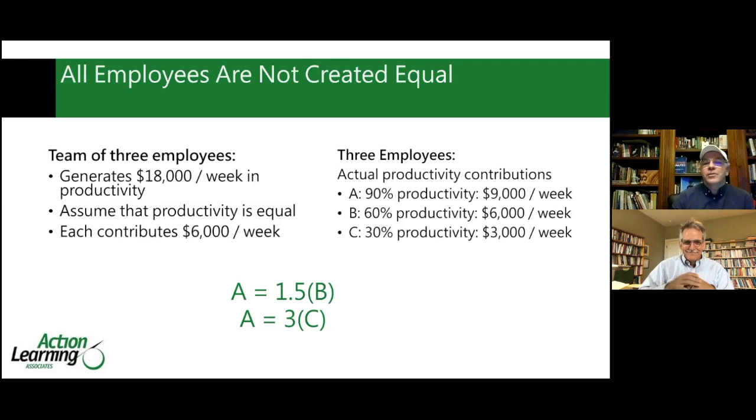And that's a risk for your organization. Measure, monitor, manage. So at the bottom here, simple formula: A equals 1.5 times B and A equals 3 times C. Simple numbers, right? But let's put these in context.